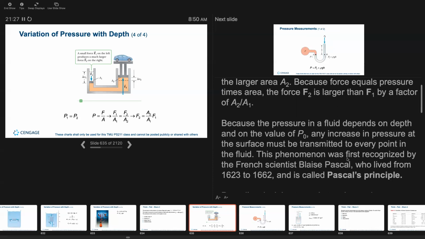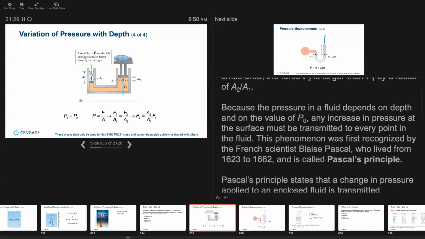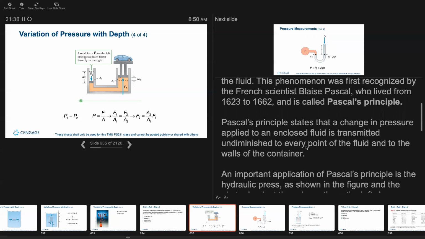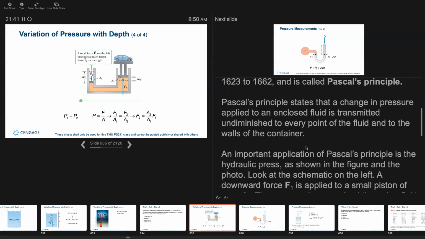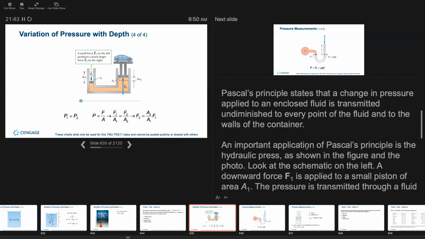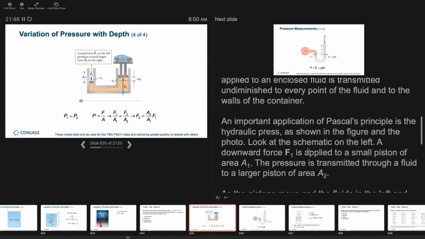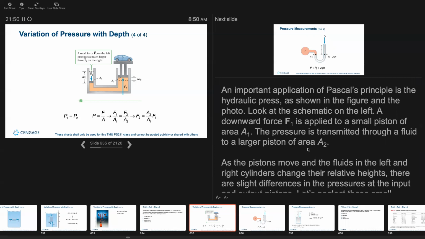This phenomenon was first recognized by the French scientist Pascal, who lived from 1623 to 1662, and is called Pascal's principle. Pascal's principle states that a change in pressure applied to an enclosed fluid is transmitted undiminished to every point of the fluid and to the walls of the container. An important application of Pascal's principle is the hydraulic press, as shown in the figure and in the photo. Look at the schematic on the left. A downward force F1 is applied to a smaller piston of area A1.